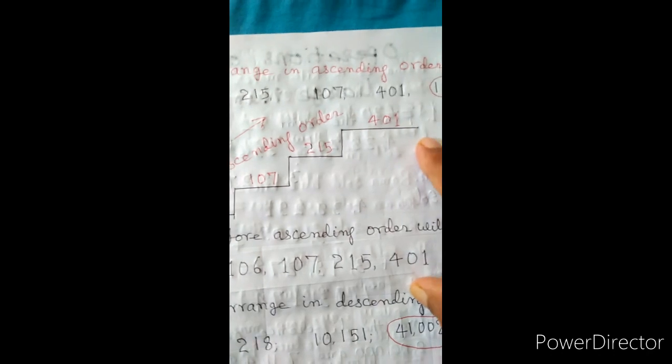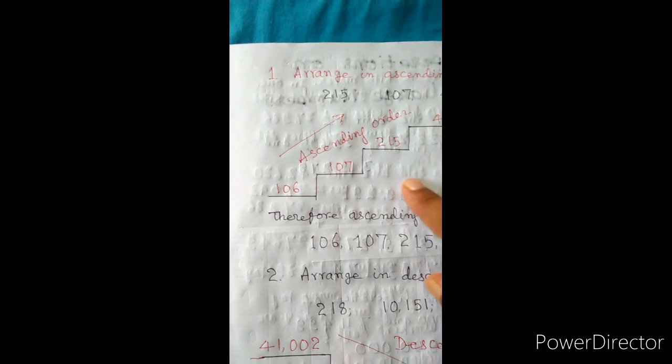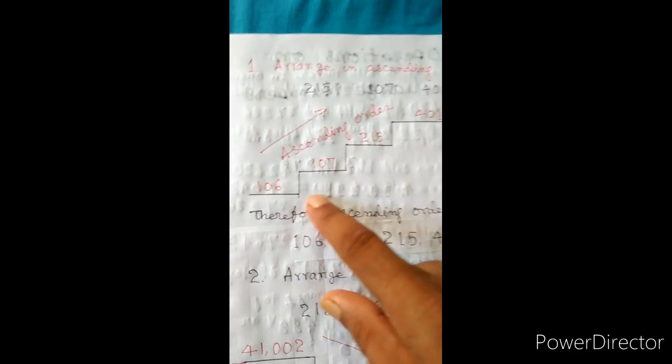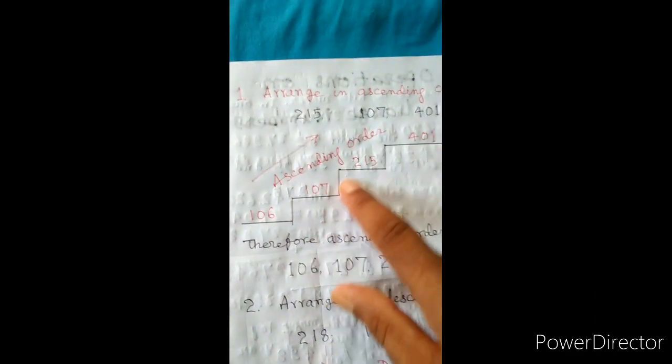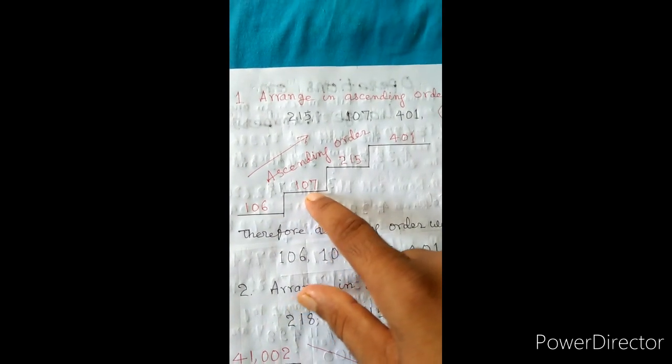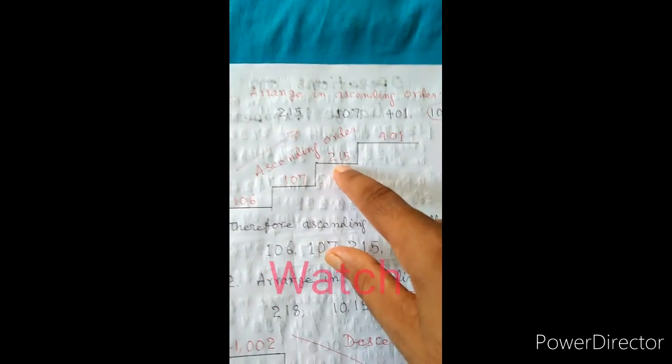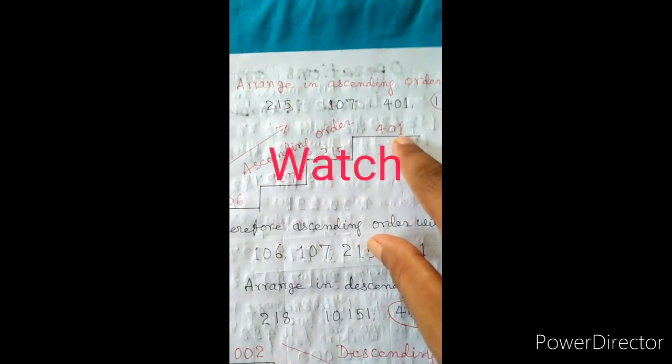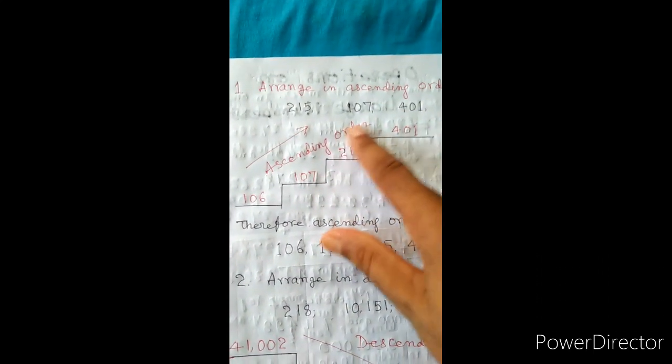Now, arrange in ascending order. To arrange given numbers in ascending order, we have to select the smallest one first, and then we will go ahead. We can arrange like this, ascending order. This is showing us ascending order. Smallest one is 106, which is selected here, which is in bottom. After that 107 comes here. After that 215, and 401 is the greatest among the given numbers.